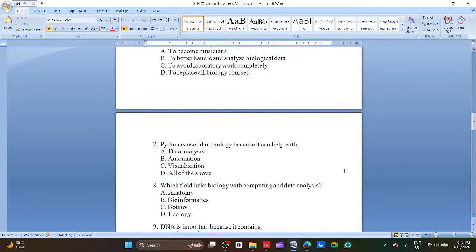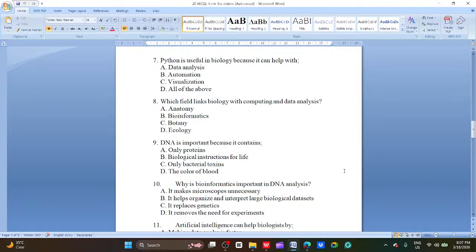Okay. Question 7. Python is useful in biology because it can help with data science, data analysis, automation, visualization, and all of the above. Whichever is the correct option, you have to put it in the comment section. Another one, which is question 8.